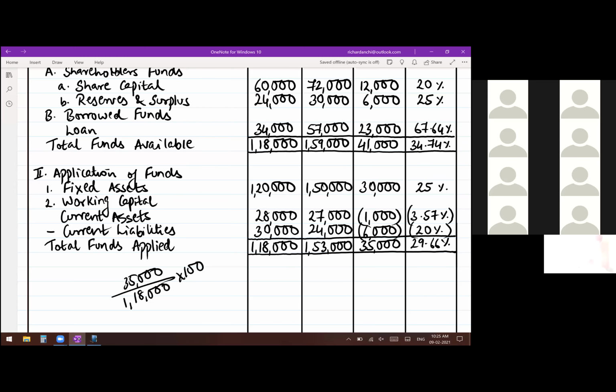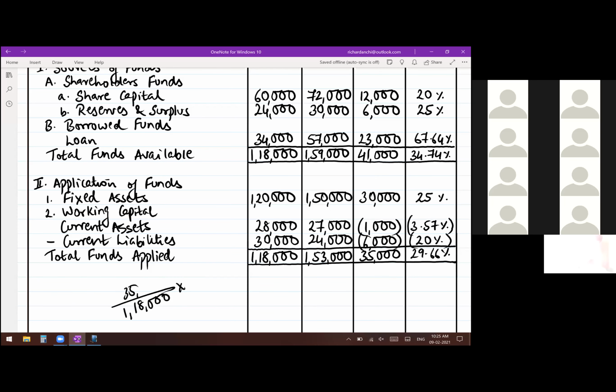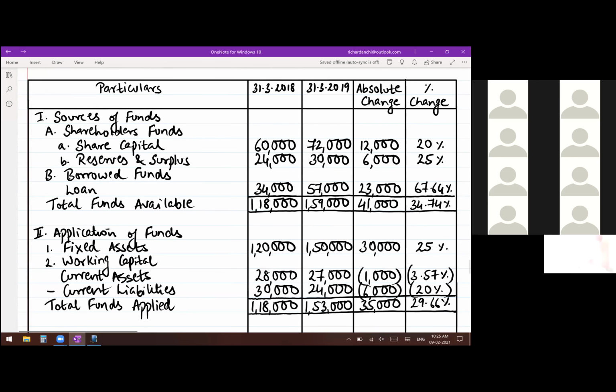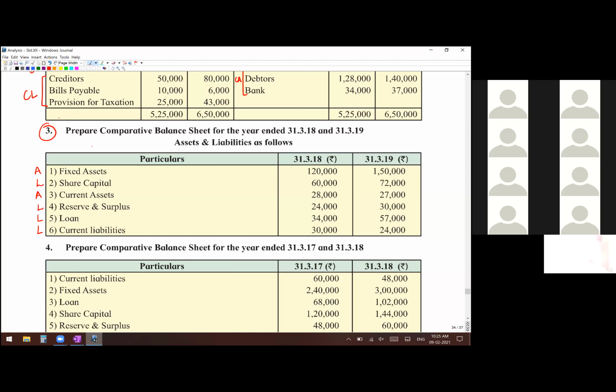So this question did not tally because there is an error in the question, but no problem. Calculation we have done as per the information that is given. Okay, very simple. The only difference was they gave you assets and liabilities all mixed up together. You have to classify accordingly and write as per the vertical format of balance sheet.